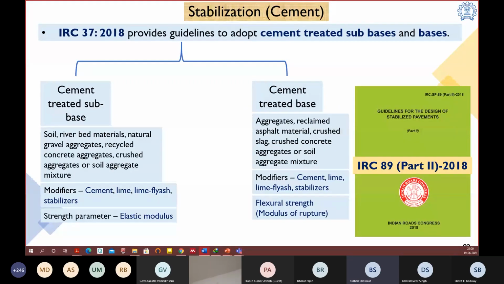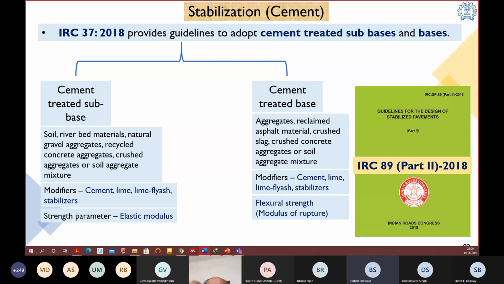So another thing which is important is the stabilization of the pavement. As far as IRC 37:2018 is concerned, it has pointed out two stabilization techniques. It can be the cement-treated sub-base or the cement-treated base, and they are separate. It has a separate guideline, IRC 89. As far as the cement-treated sub-base is concerned, these are the listed materials that can be utilized for the purpose of the stabilization of the sub-base.